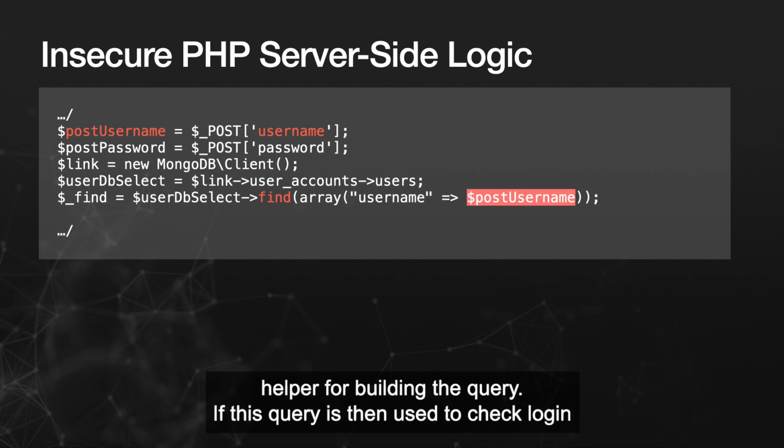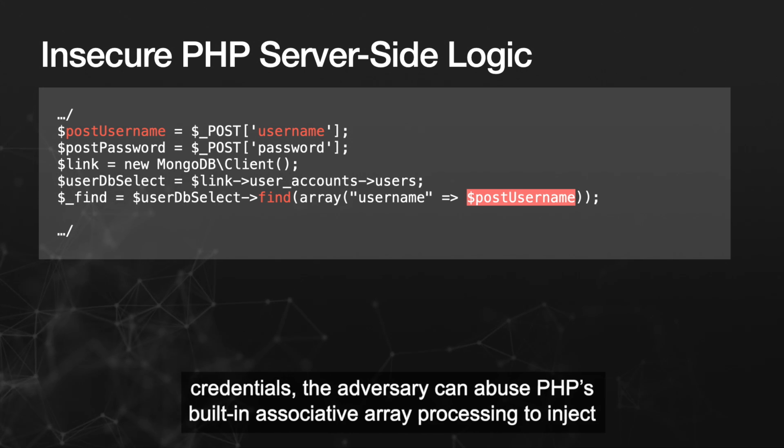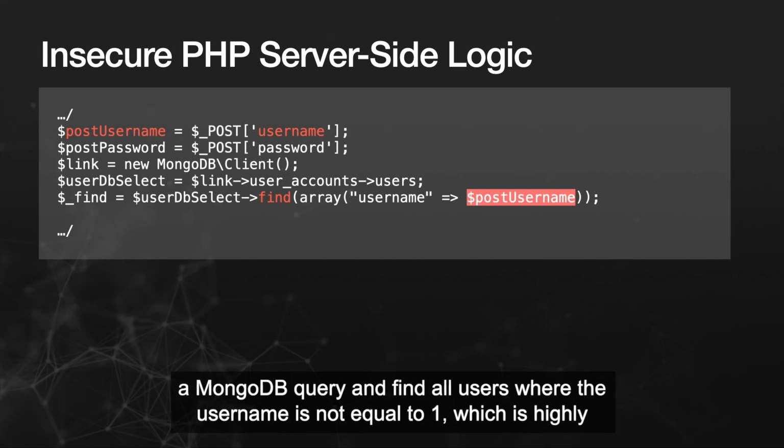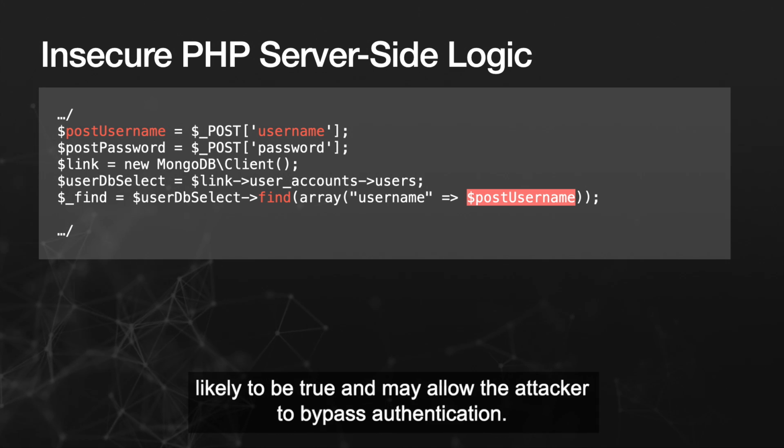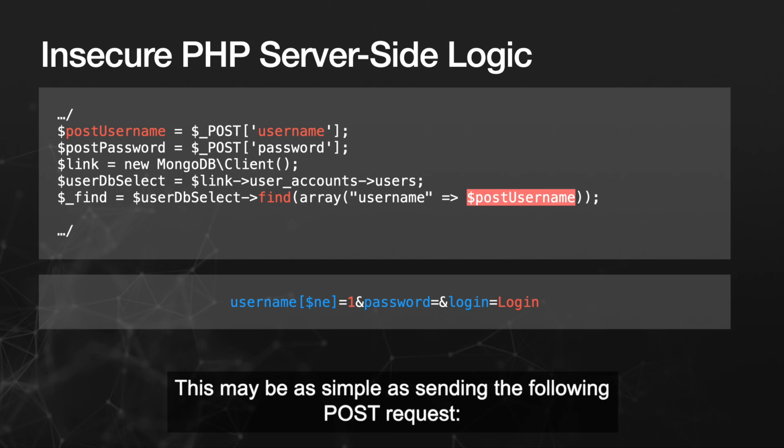the query. If this query is then used to check login credentials, the adversary can abuse PHP's built-in associative array processing to inject a MongoDB query and find all users where the username is not equal to 1, which is highly likely to be true and may allow the attacker to bypass authentication. This may be as simple as sending the following POST request.